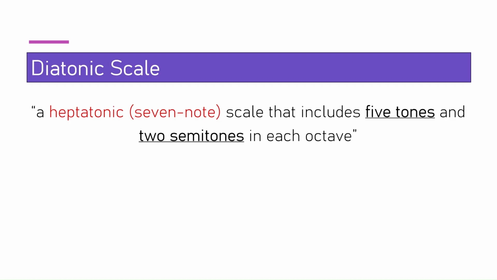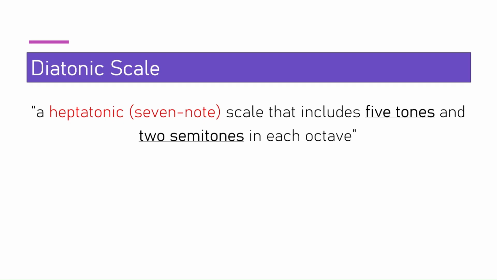Diatonic scales, in other words, you can call them a heptatonic scale. When you talk about hepta, it is seven. So heptatonic means a seven-note scale, a scale that is made up of seven notes. And out of those seven notes, we have five tones and two semitones within an octave that makes up that scale. So note that. Any scale that has seven notes has five tones and two semitones within an octave.